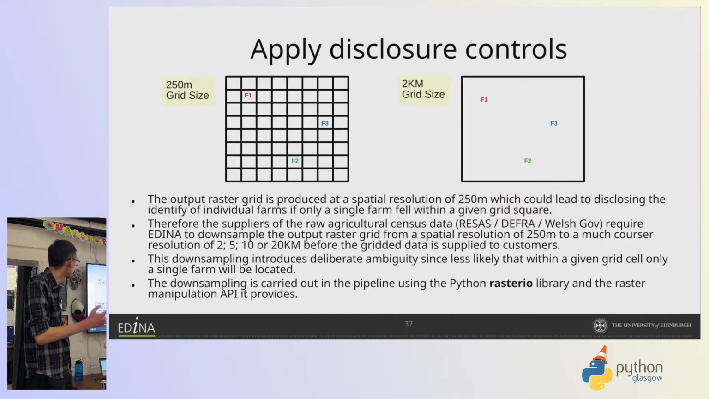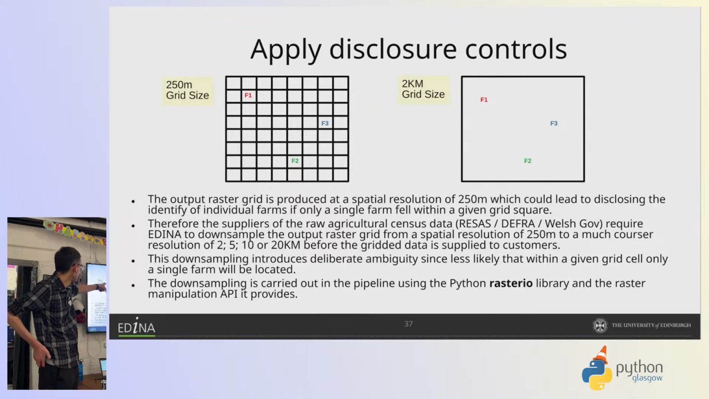And then the final thing we have to do is disclosure control. So when the raster gets produced, it's got a spatial resolution of 250 meters. And these F1, F2, and F3 are individual farms. Conceivably, you could have a case where a single farm falls within a single grid cell, and that would be known as disclosive, because you could then tell that that farm was the only one growing llamas or had a certain type of crop.